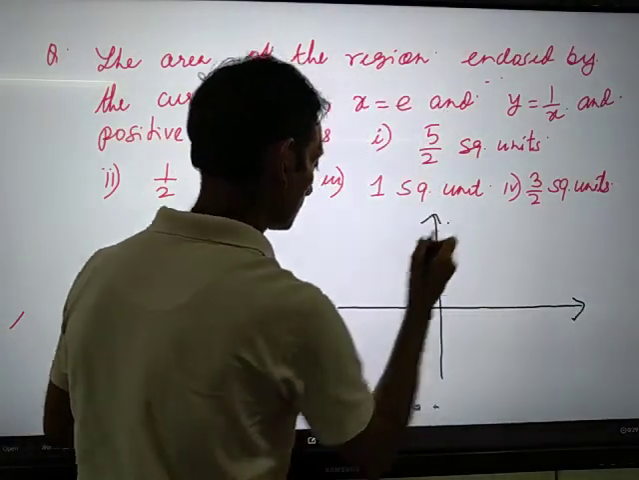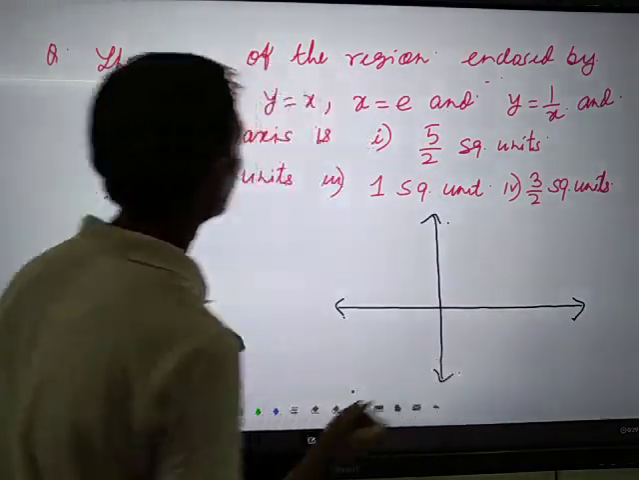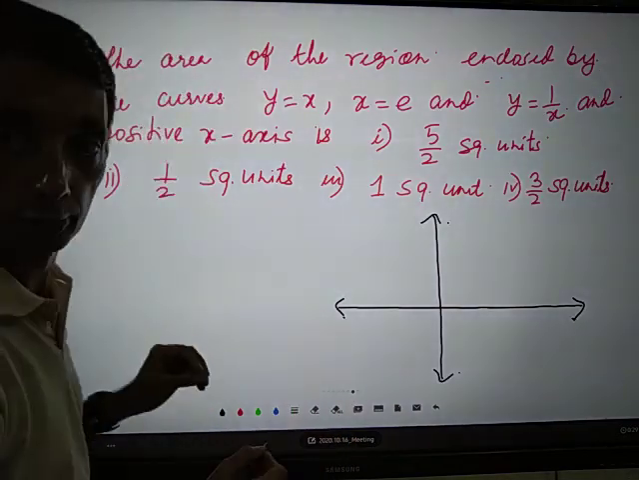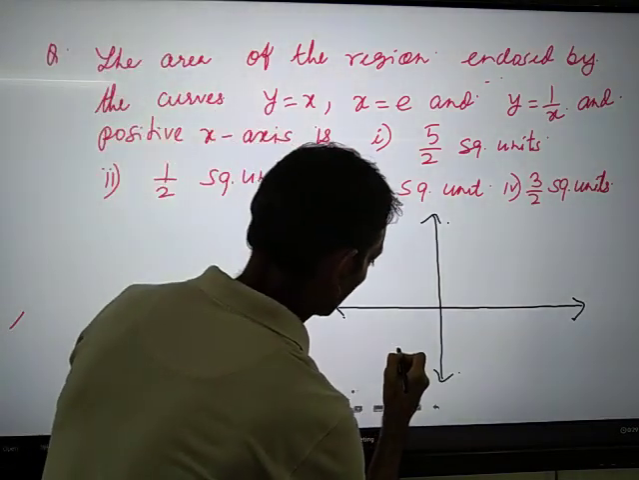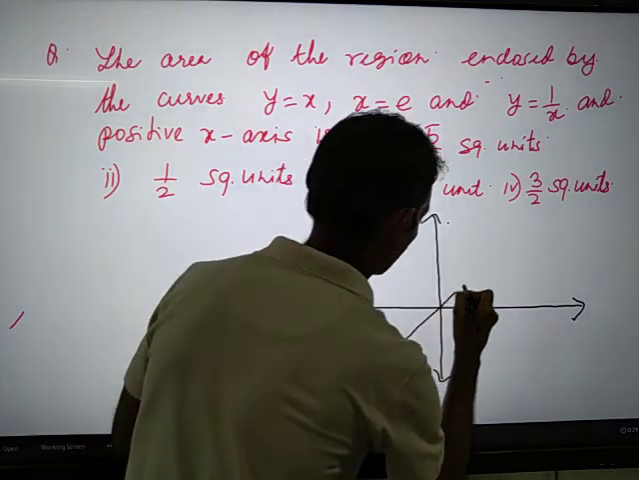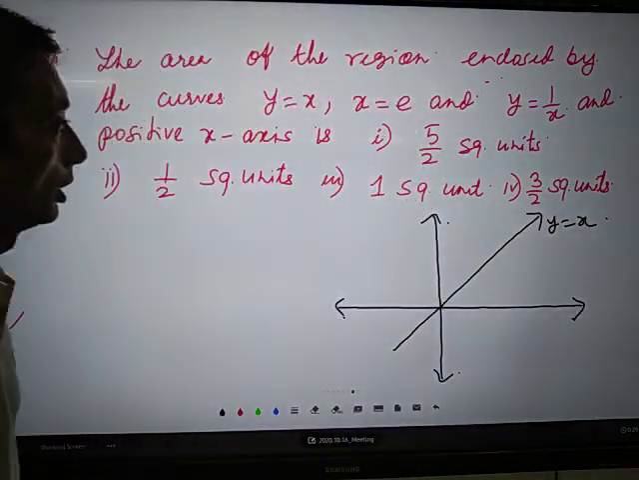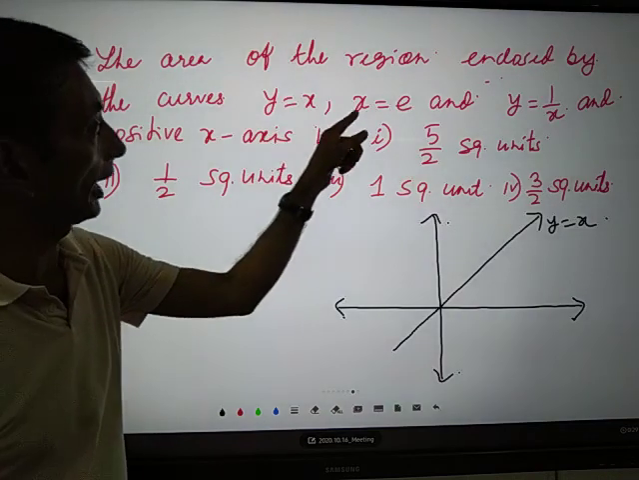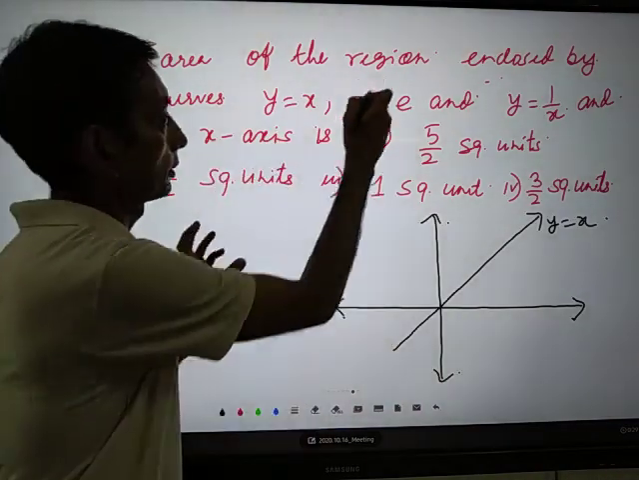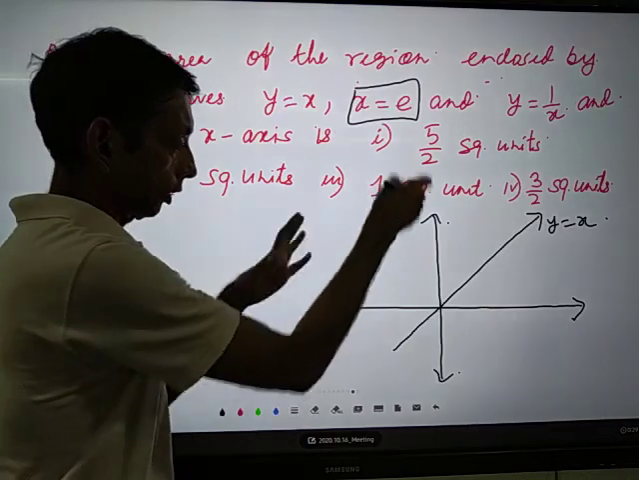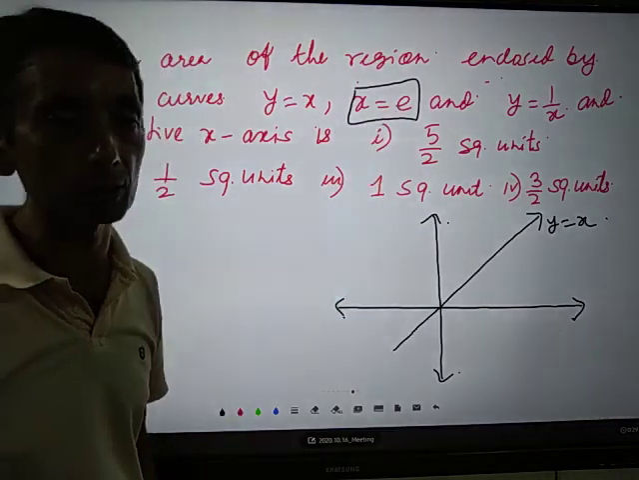Okay, first we'll draw y is equal to x. If you draw y is equal to x, this is the y is equal to x line. Now x is equal to e. So x is equal to e is a line. Obviously x is equal to constant, so it is parallel to the y-axis.